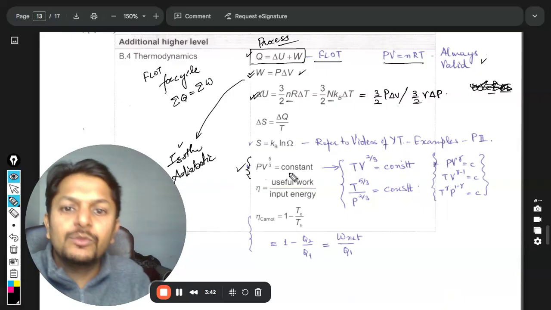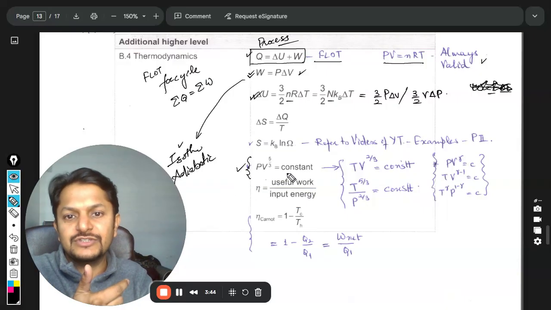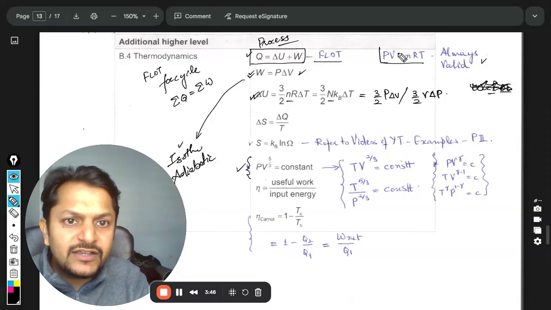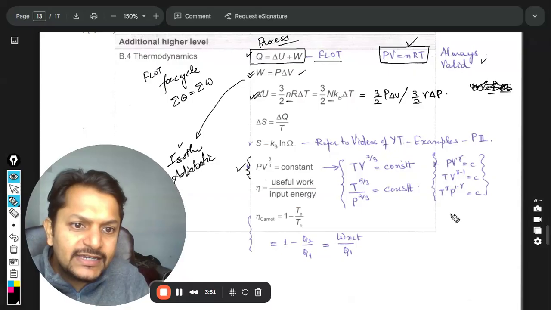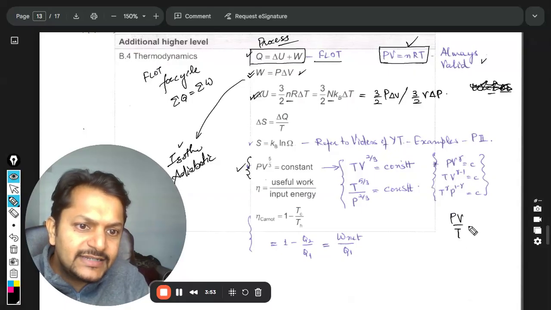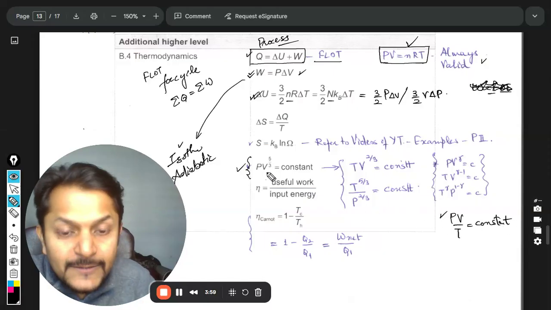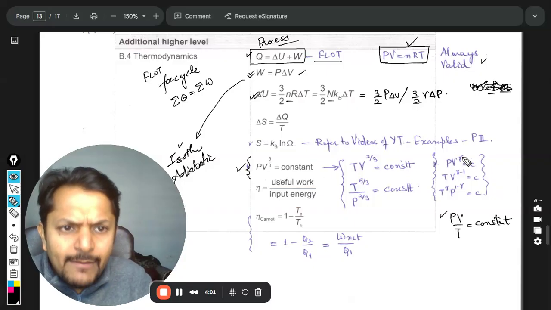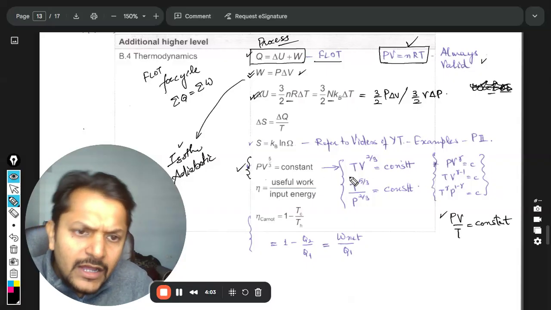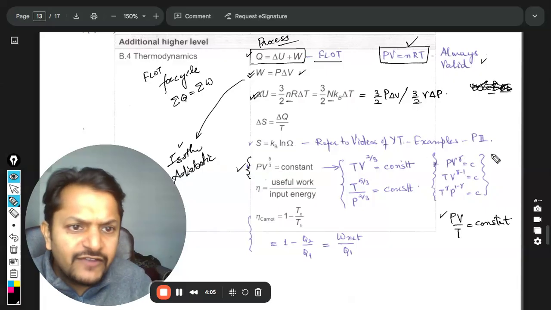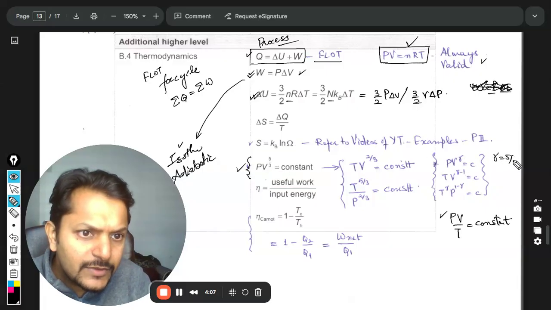This is the formula which is used in the adiabatic process. PV is equal to nRT is always valid. So for adiabatic, PV divided by T is constant. This is a very famous formula which is usable. And another formula is this. Now, the gamma value that is used in IB is 5 by 3.